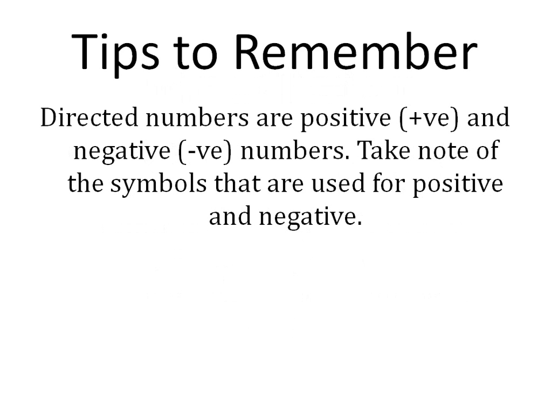Directed numbers are positive, and the positive is indicated right here, in short, by plus followed by the suffix VE, and negative we have here a negative sign or a minus sign followed by the suffix VE. So directed numbers are positive and negative numbers. Take note of the symbols that are used for positive and negative numbers. Of course, you will see those symbols coming up time and again.